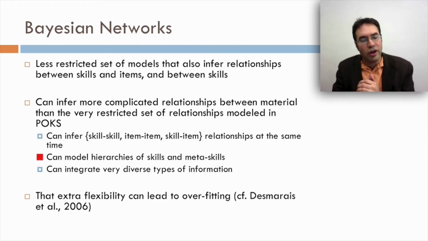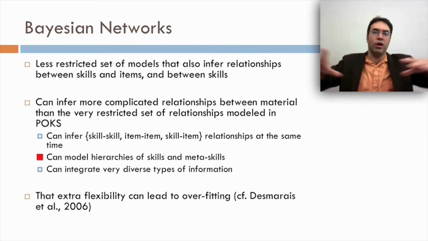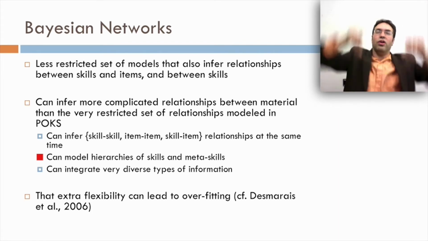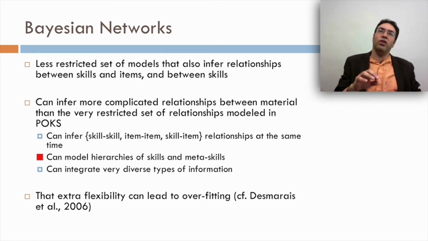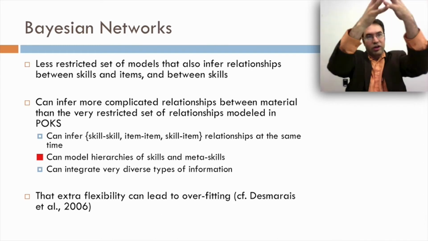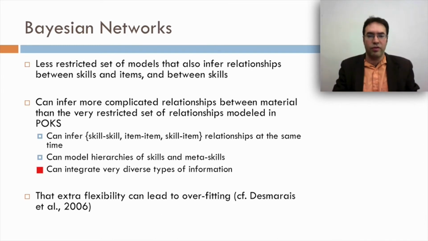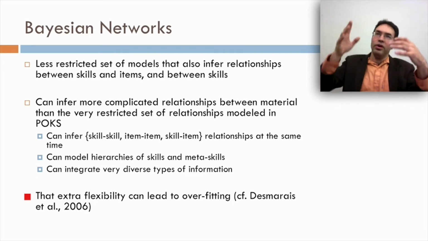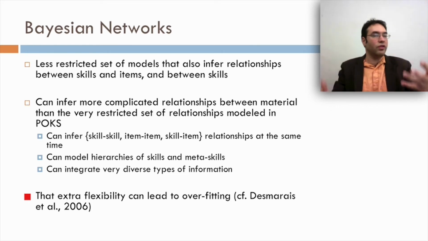They can model hierarchies of skills, and they can model meta-skills, where multiple skills combine into a single skill, such as all the various skills of subtraction unifying into subtraction. And they can integrate very diverse types of information. That extra flexibility is very powerful, but it can also lead to overfitting. The sheer ability to model a ton of things means you can overfit to the noise in your data.